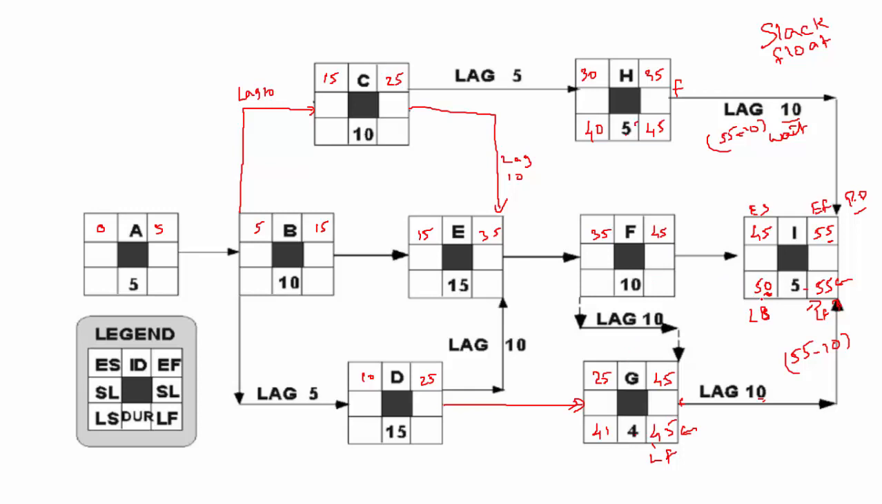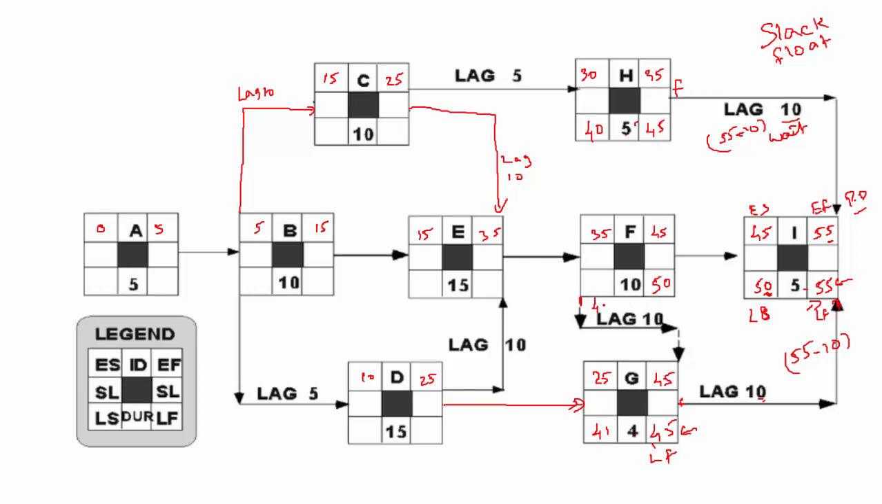All right, let's do F now. 50. If you notice here, there is no lag or anything, so we can bring the 50 straight away over here. 50 minus 10 would be 40, but you need to wait here, because there is one arrow here. Now again watch here. 50 minus 10 would be 40.